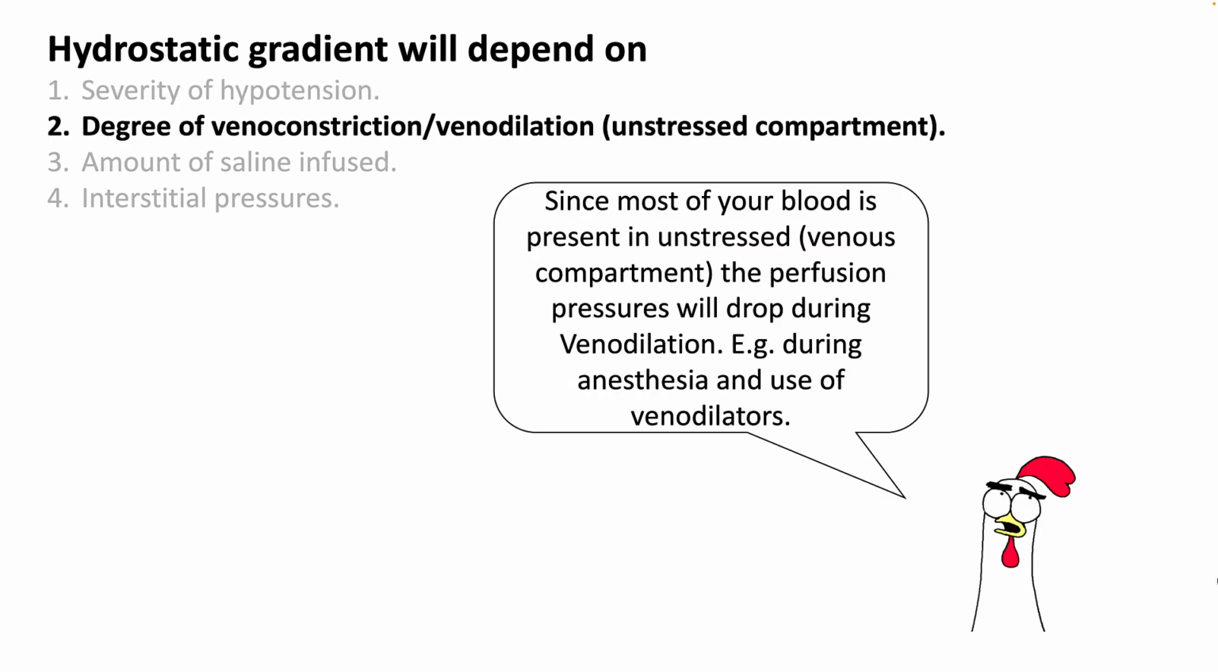Next is the degree of venoconstriction or venodilation. Since most of your blood is present in your unstressed compartment, the perfusion pressures will drop during venodilation, as seen in patients during anesthesia or use of venodilators.